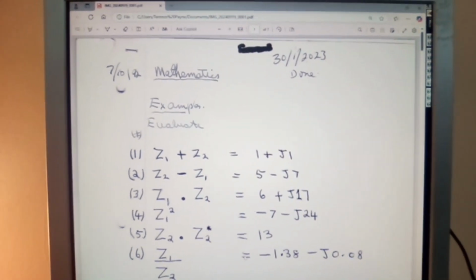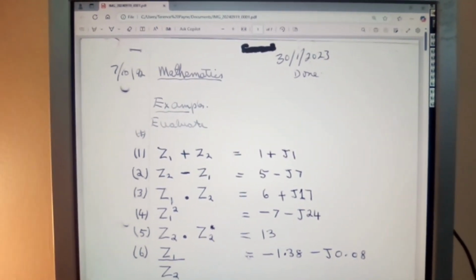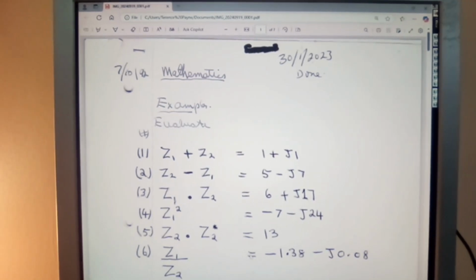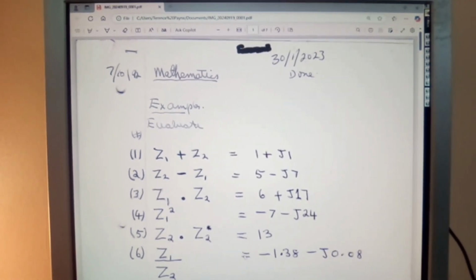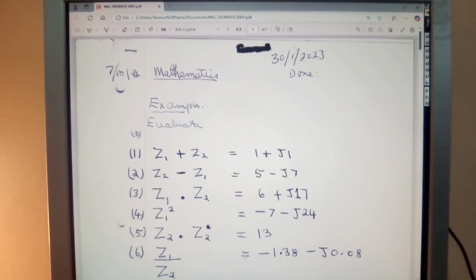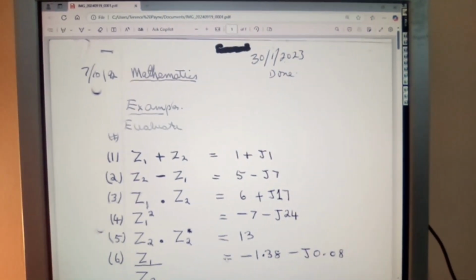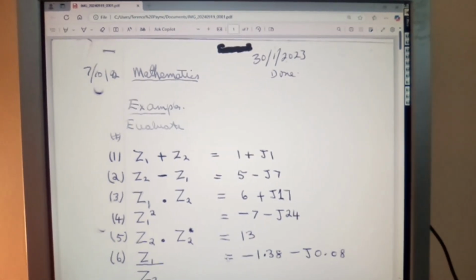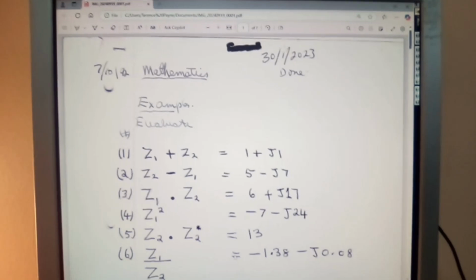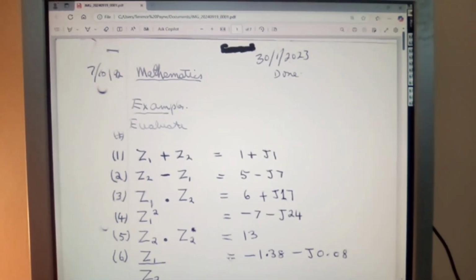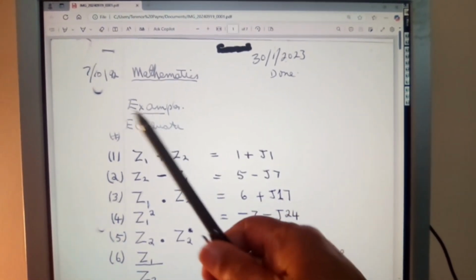Well, what I want to continue is mathematics, and again you can see that we are looking at reference to polar and Cartesian forms. Now again, make sure you identify which is which. Of course, I've told you enough of this already, and there's enough work on my channel for this purpose. Now these are examples.